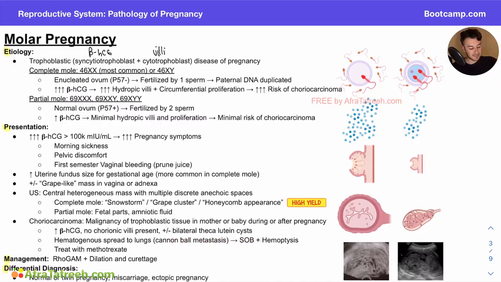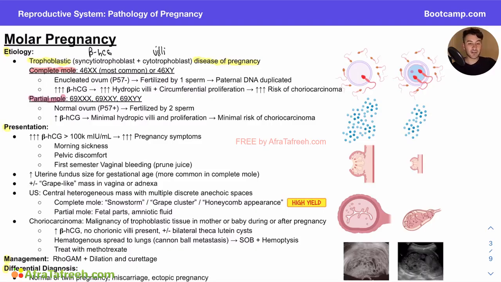So we have trophoblastic tissue, and this leads to disease of pregnancy because this trophoblastic tissue is essentially dominating the show here. We're going to be talking about two different types of molar pregnancies. Complete moles I will highlight in this red color, and then partial moles I will highlight in this wine or purpley color. And we're going to talk about the differences between these two types of moles, why they happen, and how they look different on presentation.